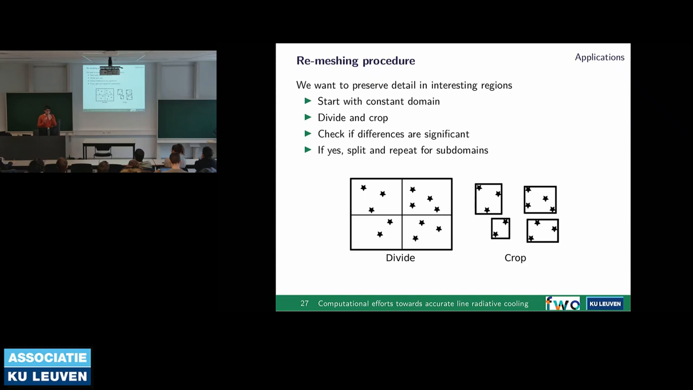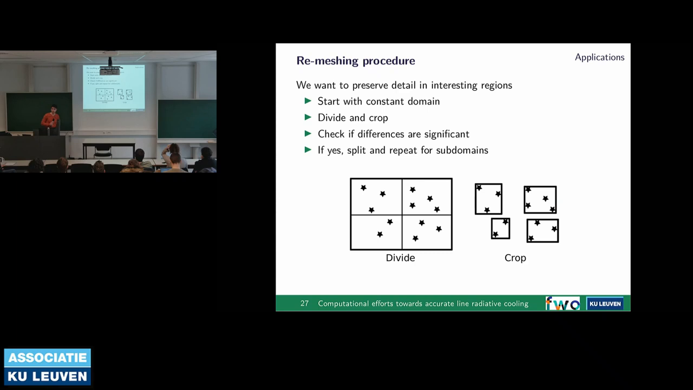So the idea of remeshing radiative transfer models is not exactly new. Frederick has done it previously using GMesh, but it's a bit hard to maintain an external dependency, and it was a bit slow to remesh. So what I show to you here is a new remeshing procedure. The goal is to preserve detail in the interesting regions.